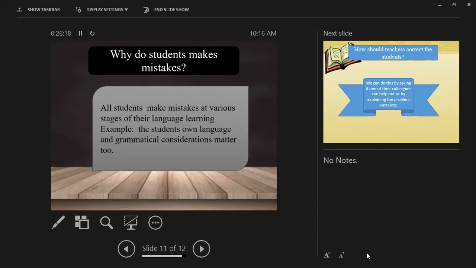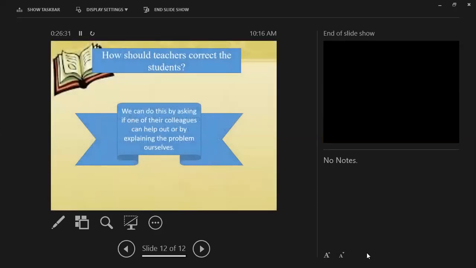You know, at the end of the day, this is not our mother tongue. So when you are making mistakes when learning English, that is normal. So never get angry at your students when they make mistakes. So what should you do when you listen or you hear or you see a student make a mistake? One of the things that you can do is correct the student's mistake by asking if one of their colleagues or one of their classmates can help out by explaining the problem.